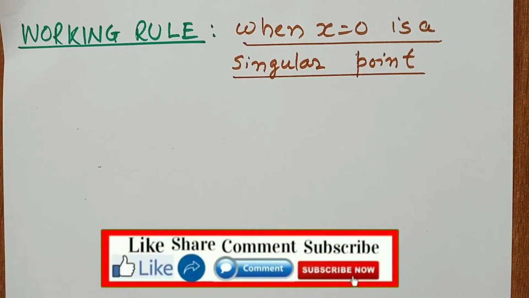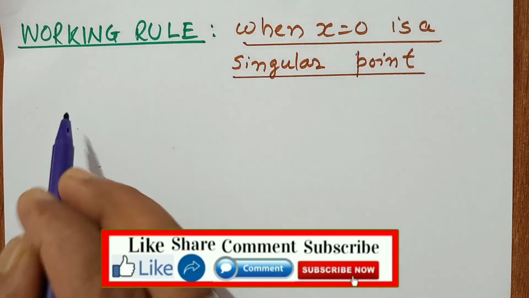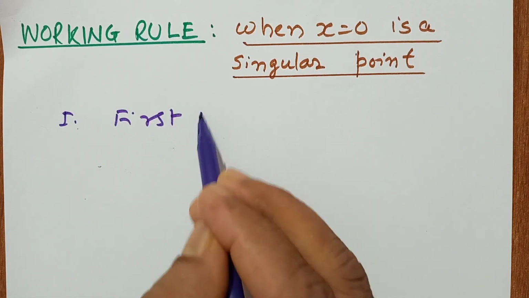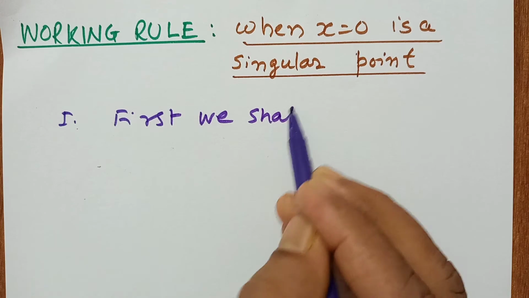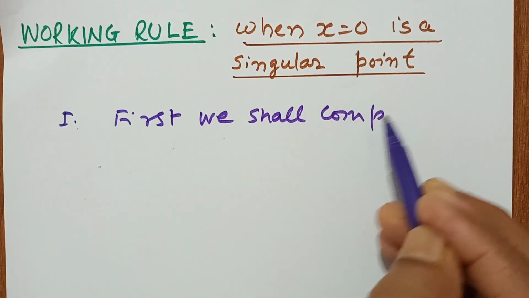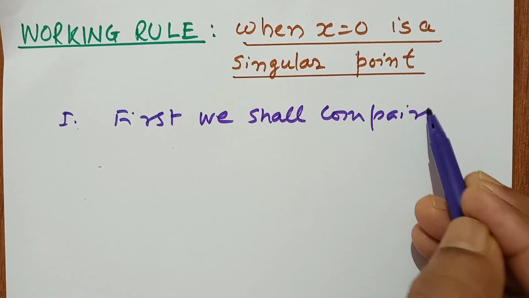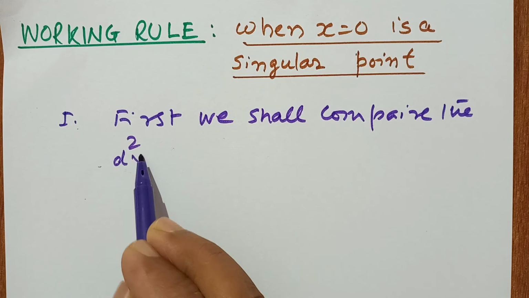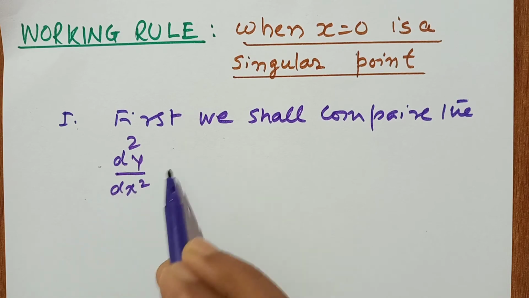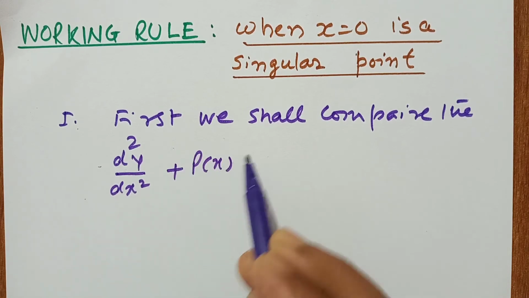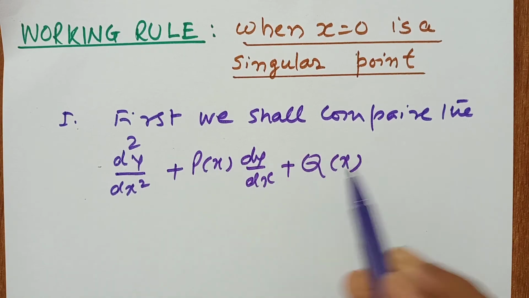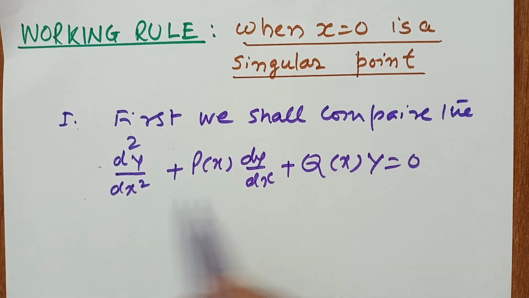Working rule when x is equal to 0 is a singular point. So, step first: we shall compare the given differential equation to standard form d2y upon dx2 plus p dy by dx plus q y equal to 0. So this is the first step.